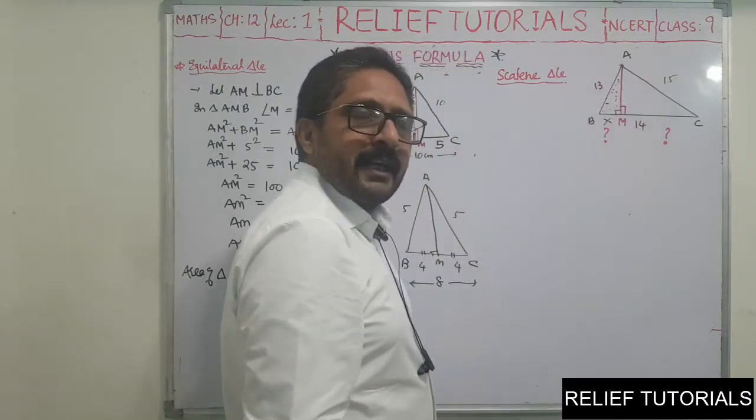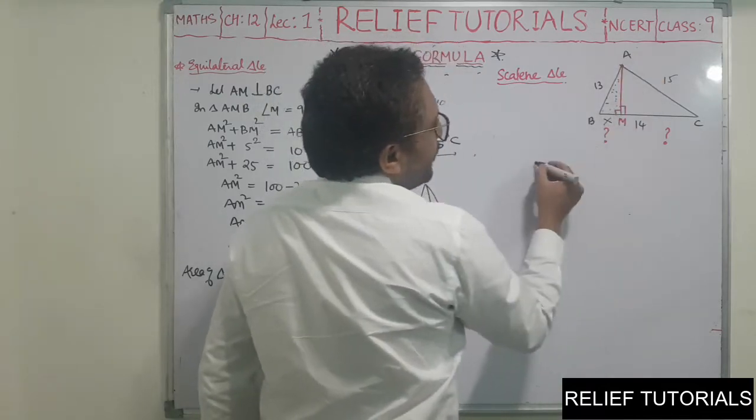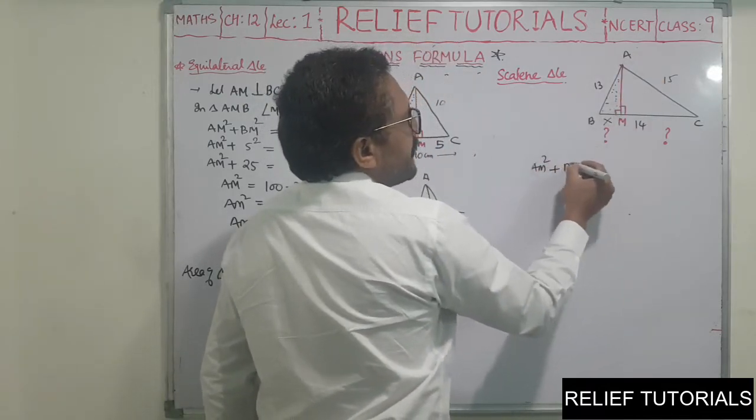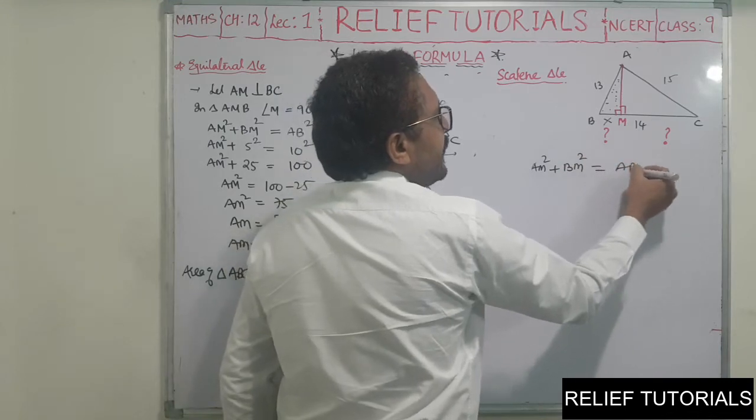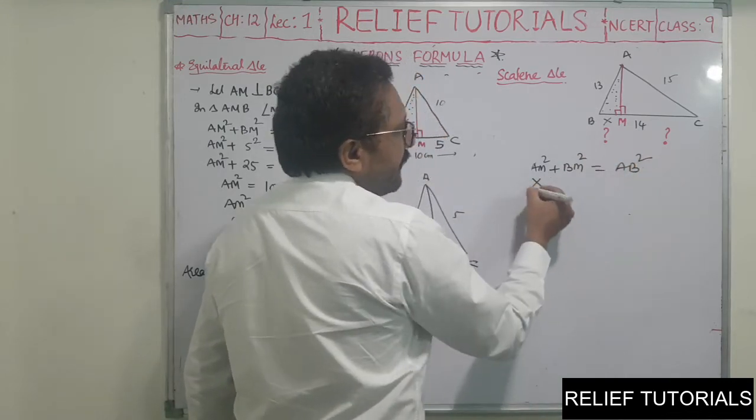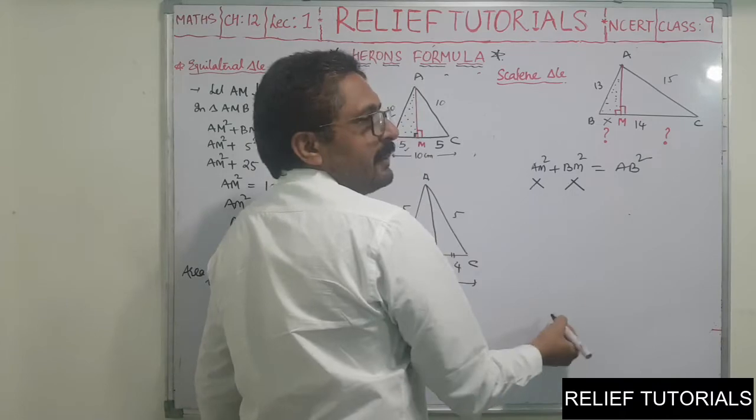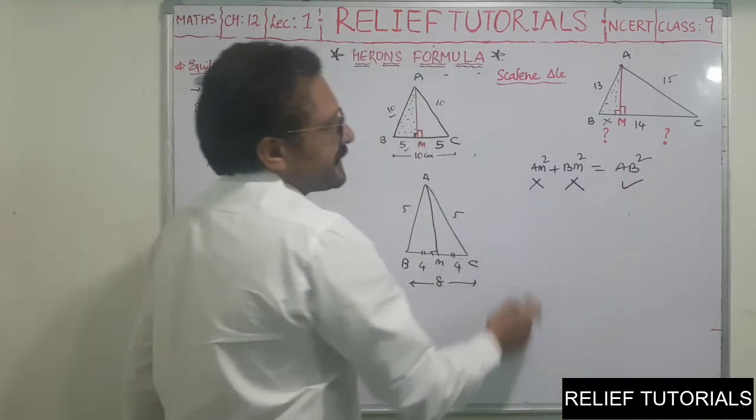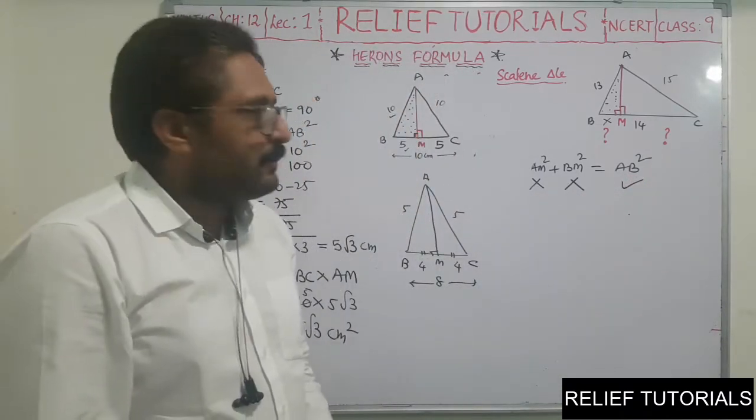So if you are not able to find this BM, in this triangle you can't apply Pythagoras. Why? Because you know Pythagoras is AM square plus BM square is equal to AB square. We don't have AM, we don't have BM. We have only AB. So two things are unknown, so we will not be able to find this.